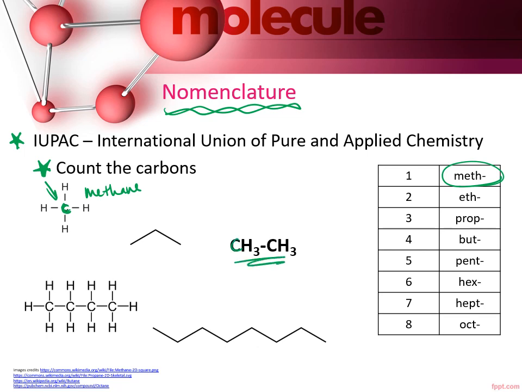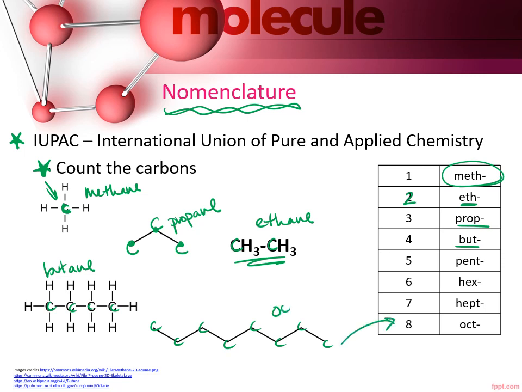This guy has 1, 2 carbons. My prefix for 2 is eth. It's ethane. Remember that in these skeletal structures, each of the vertices is going to be a carbon. So I have 1, 2, 3 carbons. 3 is prop. This is propane. I have 1, 2, 3, 4 carbons, and you probably guessed that 4 is but. This is butane. And here I've got 1, 2, 3, 4, 5, 6, 7, 8 carbons. 8 is oct. This is octane. So far, so good?